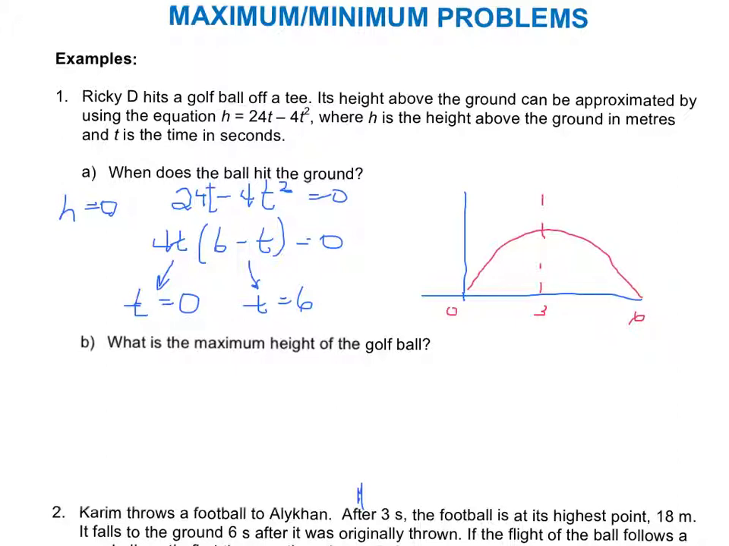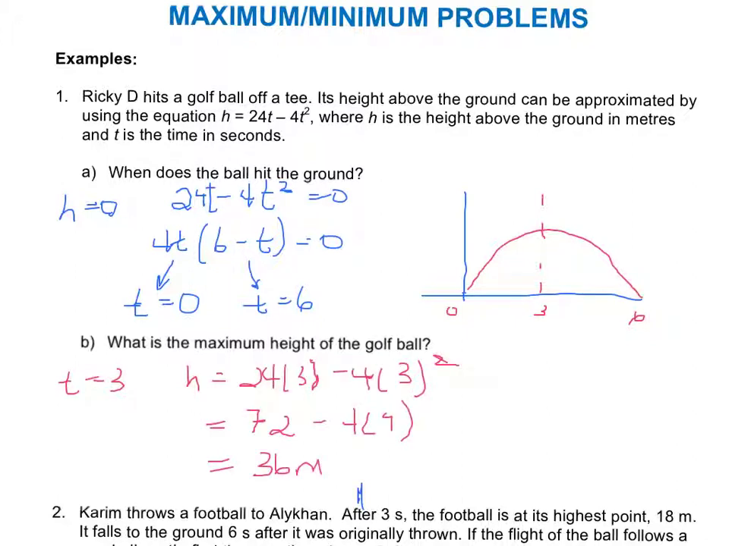So if I know time is 3 seconds, I want to figure out what the height is. So basically I want height when I have time set for 3 seconds. When I substitute in 3 for time, I get that the maximum height is 36 meters.